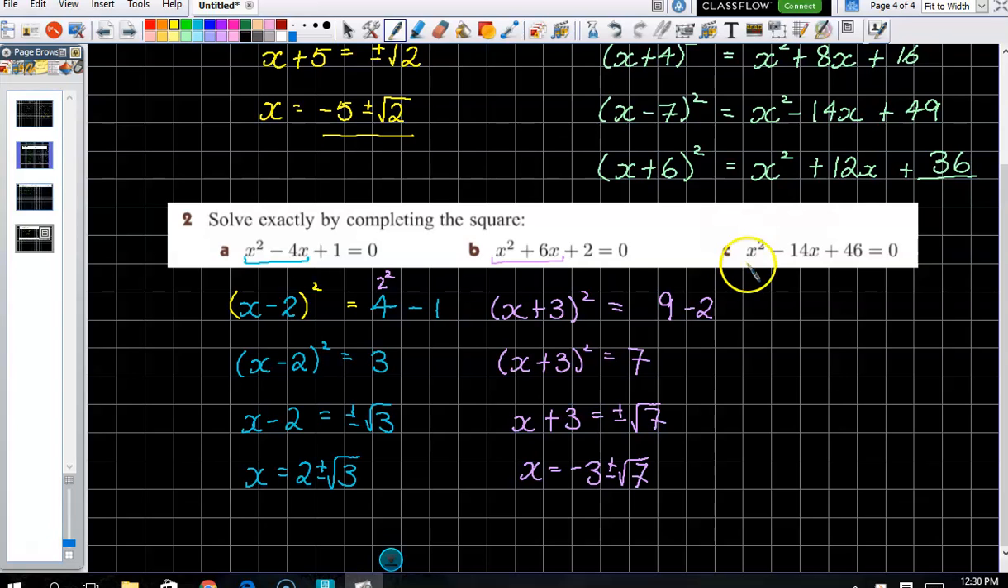So once again, we focus on this bit here. That minus 14 is telling me what has to go into the bracket. X minus 7 all squared. But again, when I expand x take 7 all squared, I know I get an x squared. I know I'll get the minus 14x. But I also get 49. So you've added 49 to the left, so you better add 49 to the right. And yes, what happens to that plus 46? You minus the 46. So we've got x take 7 squared equals 3, if we're in France. And away we go. Does that make sense?